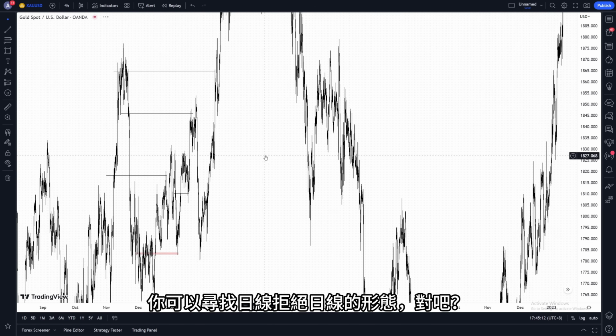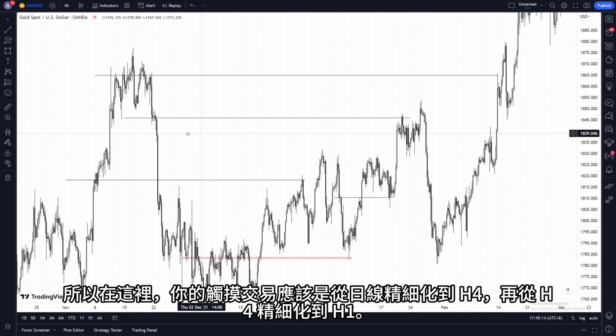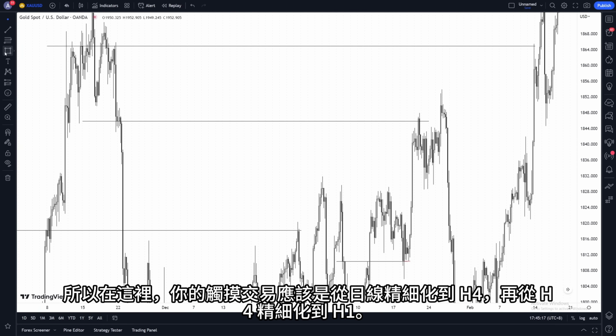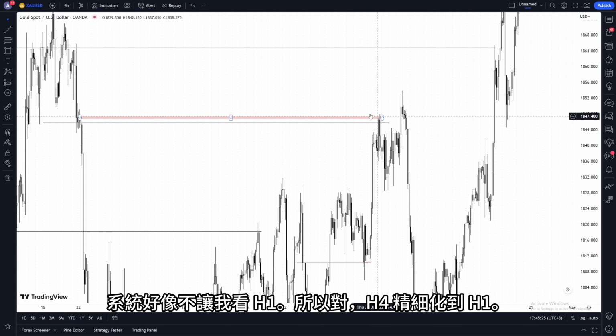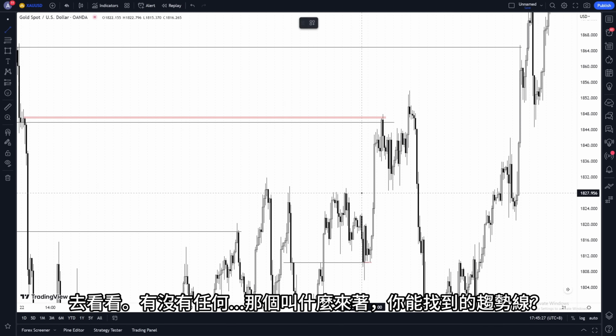You can look for daily reject daily, right? So in here, your touch trade would have been daily refined to H4. H4 refined to H1. There's no way this is going to allow me to look at H1. So yeah, H4 refined to H1. Go and look, is there any kind of, what do you call this thing?